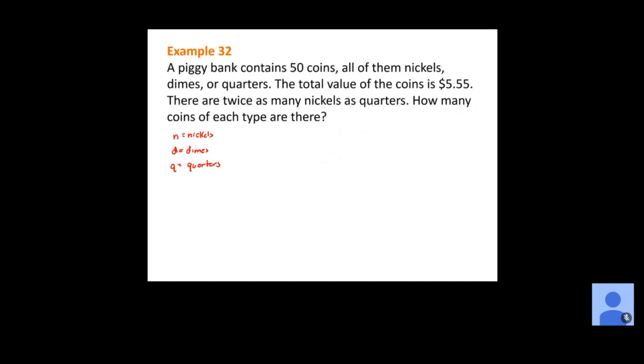So if n represents the number of nickels, d represents the number of dimes, and q represents the number of quarters, it should be equal to 50, right? Because if I add together the number of each of those things, I know I have 50 coins in total, so there's going to be my first equation, right? So nickels plus dimes plus quarters has to be 50 coins in total, right? There's one equation. What's another equation going to be?